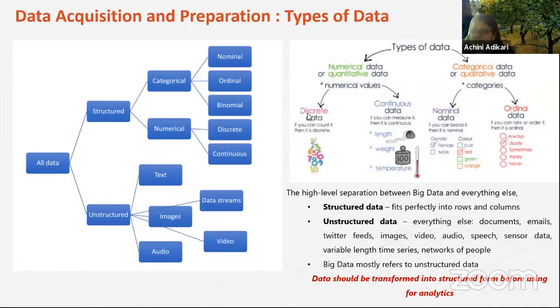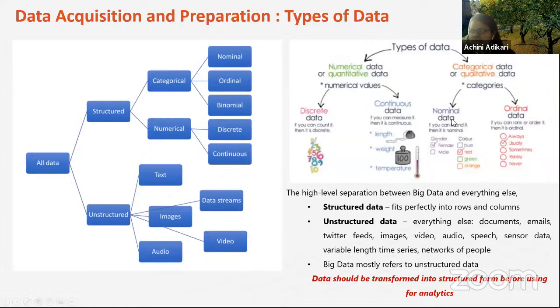Quickly to mention that, discrete data is the data that you can count. It can be age or the number of rooms in a house, things like that. Continuous data are things that you measure. So it's length, weight, temperature, those things.